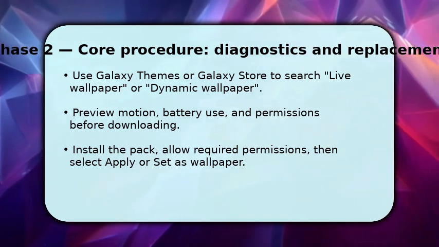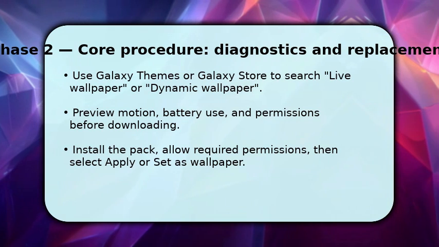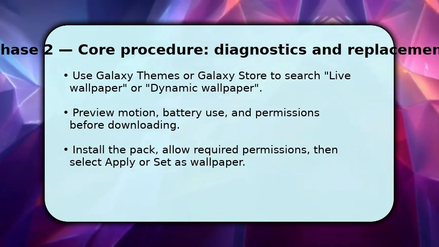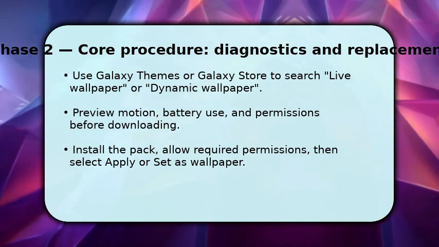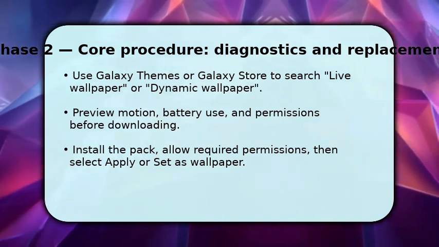When permission prompts appear, allow what the pack needs to run. After installation, select Apply or Set as Wallpaper and choose whether to use it on home, lock, or both. This completes the middle step.